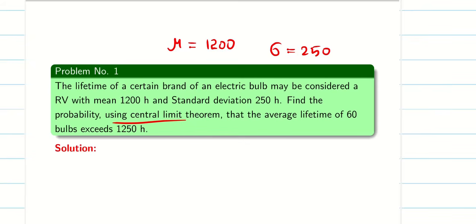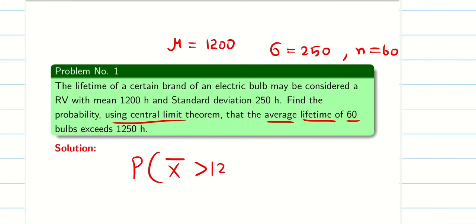So it's going to be a very open question. Average lifetime. Whenever you see the word average lifetime, it is going to be x bar. The average lifetime of 60 bulbs, so n is equal to 60, exceeds 1250 hours. We don't bother about the unit, we just need the number. Done guys.